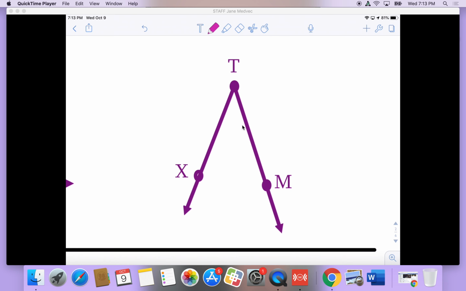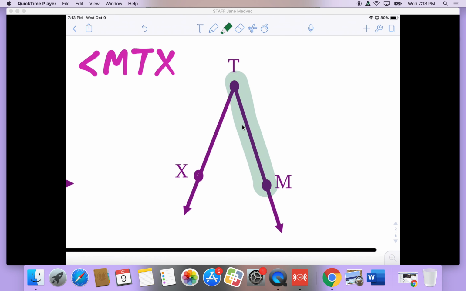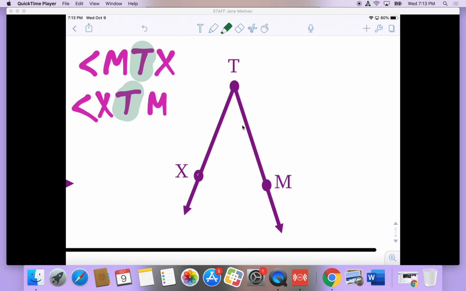So generally, if they give you 3 points with the angle, one way of labeling it is MTX. So again, what I did is I went MTX. Or I could label it XTM. That's another way of labeling it. So angle XTM. Notice that the letter T is in the middle, and that's on purpose. The reason they do that is that it denotes the vertex. The vertex is always in the middle when you have 3 letters.